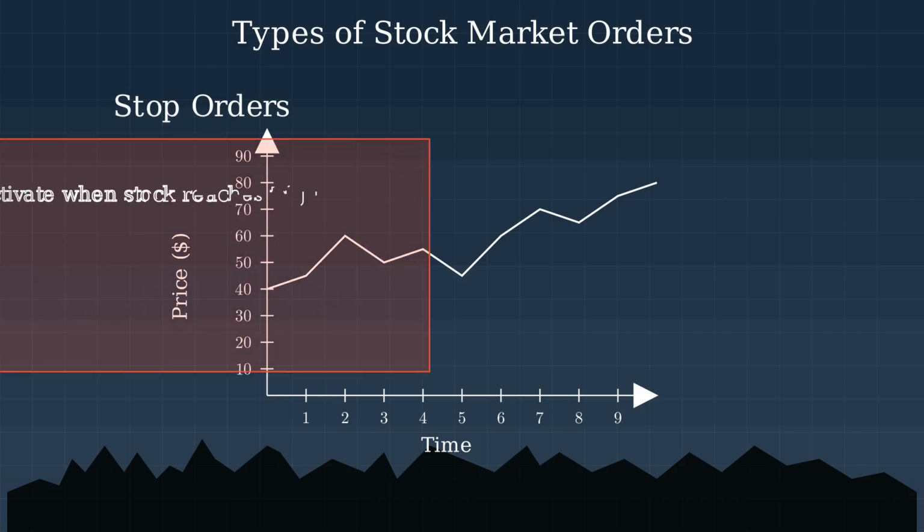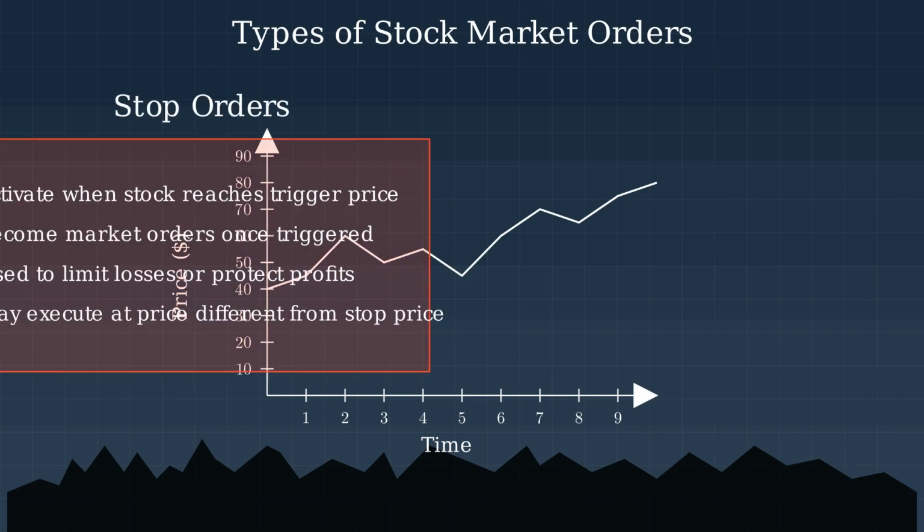Stop orders trigger when a stock reaches a specified price, at which point they convert into market orders. For example, a sell stop order at $65 triggers when the price falls to that level, helping to limit losses in a declining market. Once triggered, the stop order becomes a market order and executes at the best available price, which might differ from your stop price.